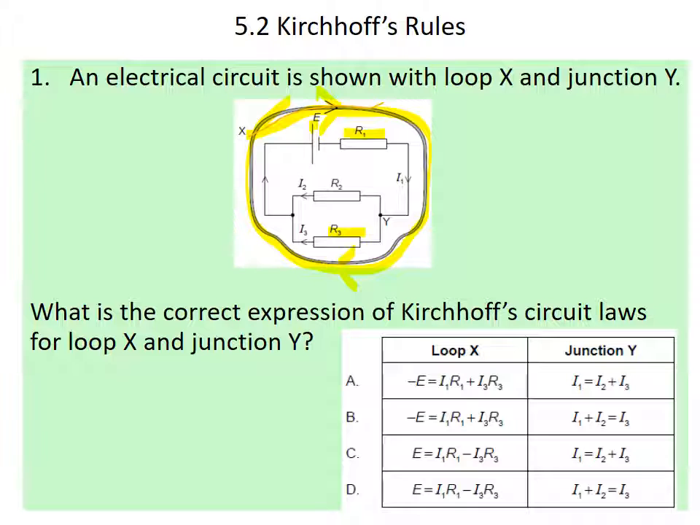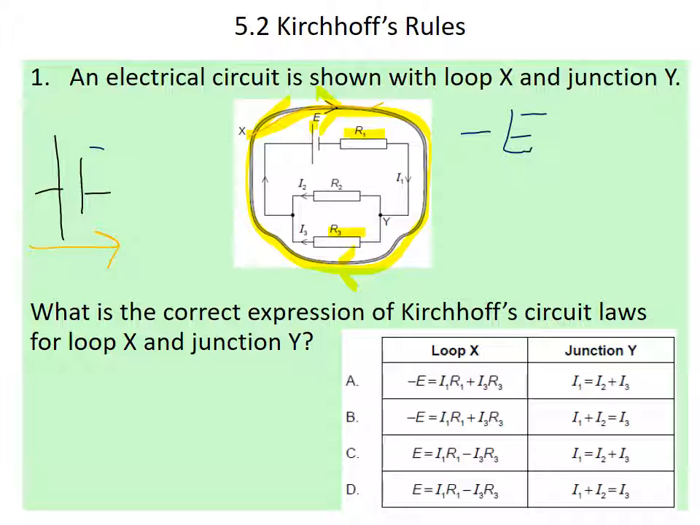If I redraw the cell, its positive end is like that, negative end there, and the direction for the loop is like this. So the last thing the arrowhead touches is the negative terminal of the battery, which means that the voltage across the cell is negative for our loop equation. So I have negative E.